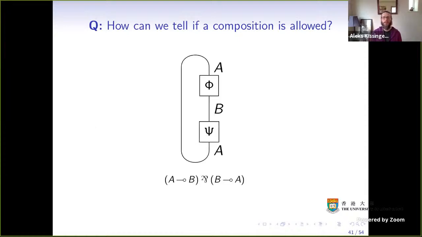Okay, so let's come back to this loop. This thing is trying to plug a psi of type A goes to B into a phi of type B goes to A. Okay, so is this allowed? Is this a tautology? Well, I can read this as a logical statement. A implies B or B implies A. Is that a tautology? Well, no. I mean, there can be some A and B which neither implies the other. Right? So this is not a tautology. So it's not allowed as a composition.